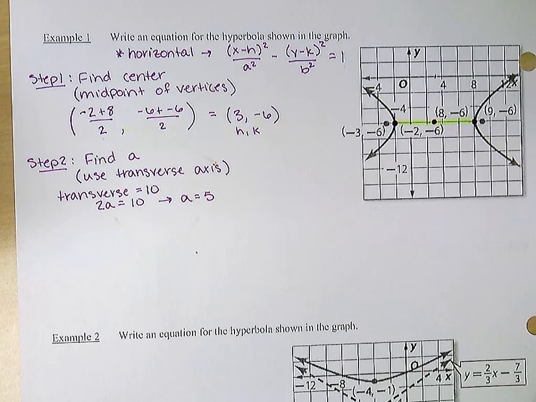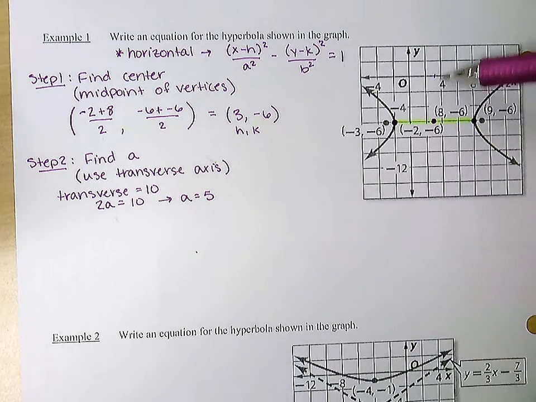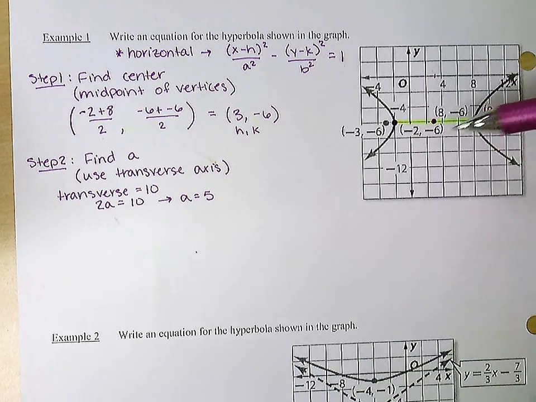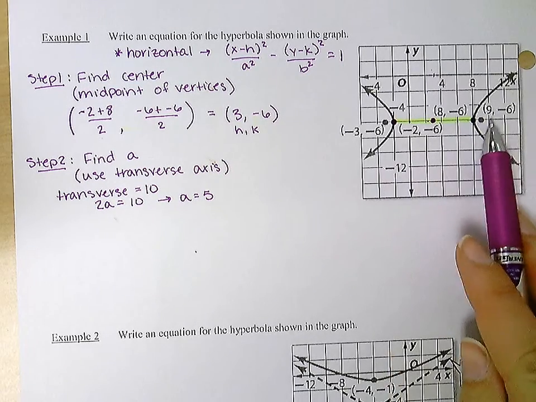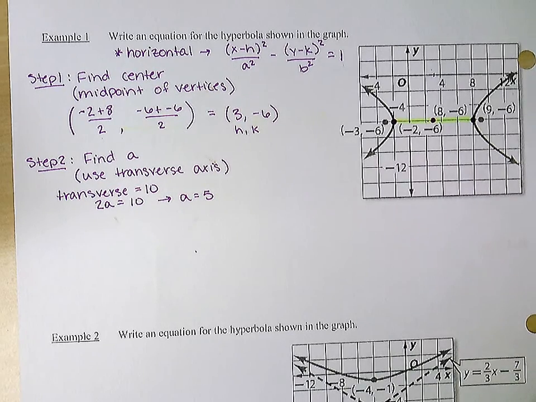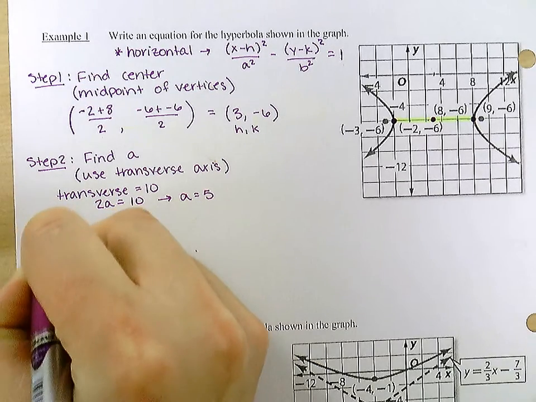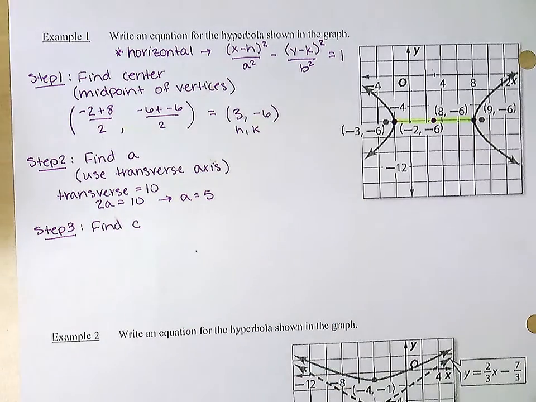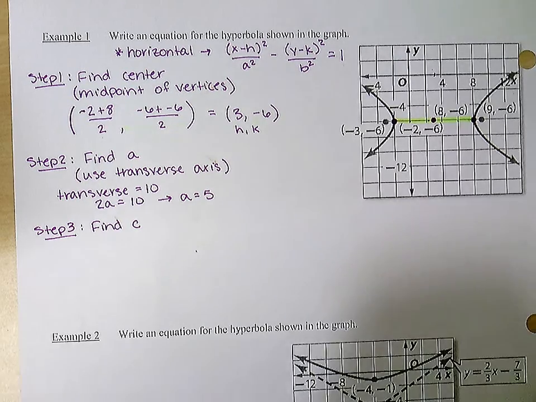Okay, so now I have h, k and I have a. Now, to find b, I would need the covertices or the conjugate axis. In my graph here, I don't have any covertices or conjugate axis labeled. That means I have to use these foci points right here to find c, and then using c, I can find b. Okay, so step 3 is to find c, and we want to use the foci points.